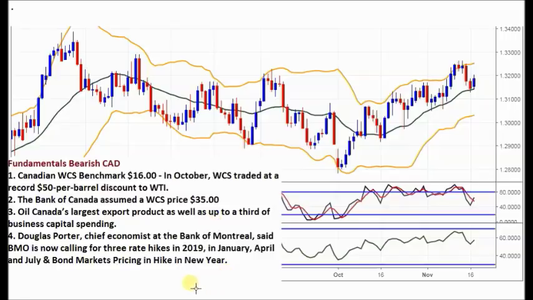Market is very bullish, though, on interest rate rises. Take a look at this guy here. Chief economist at the Bank of Montreal said the bank is now calling for 3 rate hikes in 2019. One in January, one in April, one in July. Okay, the bond market is definitely pricing in one hike for the new year almost fully. In January, you can see that in the bond market, okay? It's probably not going to happen, in our view.